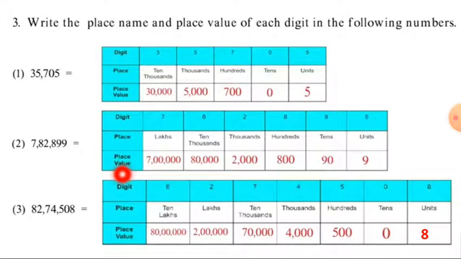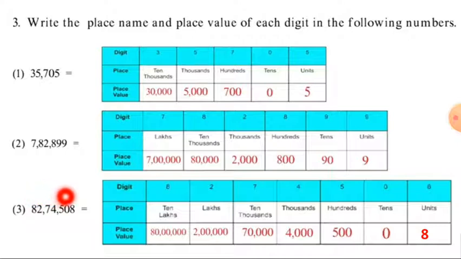Now you have to write the place value. So 7 is at lakh place, so it will be 7 lakh. 8 is at 10,000 place, so it will be 80,000. 2 is at 1,000 place, so it will be 2,000. Then 8 is at 100 place, so it will be 800. 9 is at tens place, so it will be 90. And again 9 is at unit place, so it will be 9 only. Now the next sum is the third sum.